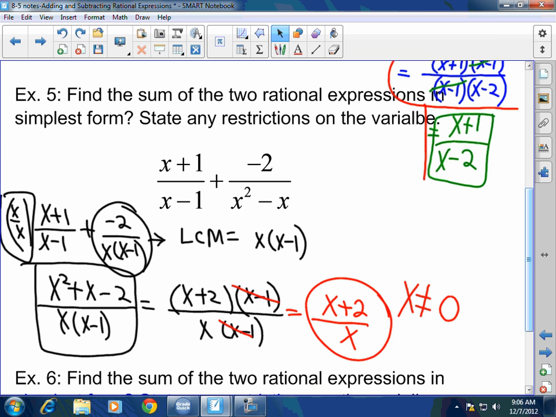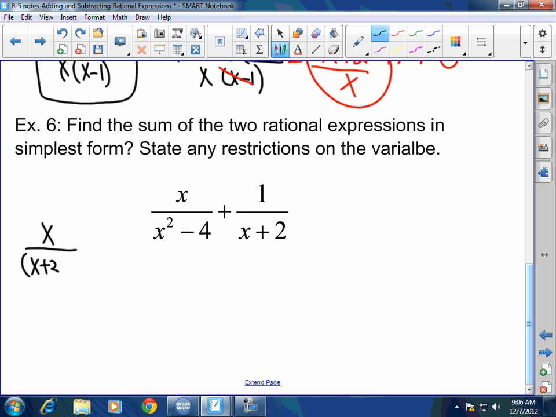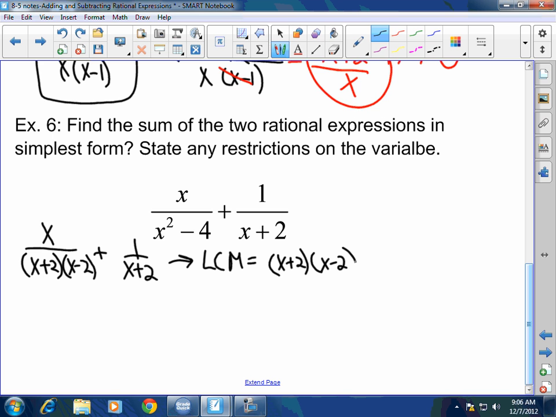So another one. It's a little bit more complicated now. Actually, that's still easy. Okay, let's do this. This is x over x plus 2 times x minus 2, plus 1 over x plus 2. Then I check my LCM, which is x plus 2 times x minus 2. Now, do I need to multiply anything to this first rational expression? What do I need to multiply to the second one? An x minus 2.